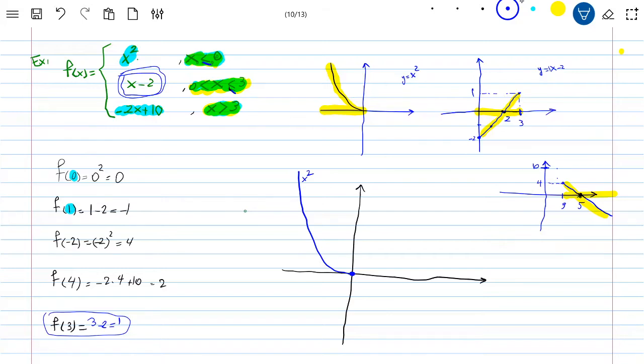x minus 2 is the next straight line. So the x minus 2 straight line is at 3 and 1, and the other one is at 0 and negative 2. So I'll connect these points. That's the other straight line.